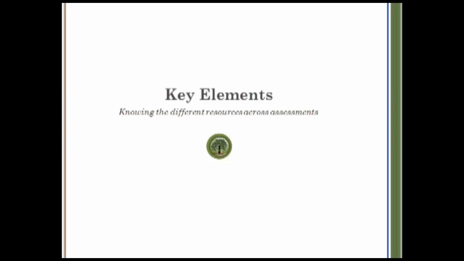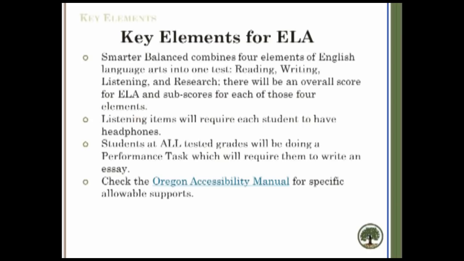In this topic, we will address key elements to support students during the Smarter Balanced assessment. Key elements for ELA: Smarter Balanced combines 4 elements of English language arts into one test. Listening items will require each student to have headphones. Students at all tested grades will be doing a performance task which will require them to write an essay. Please check the Oregon Accessibility Manual for specific allowable supports.